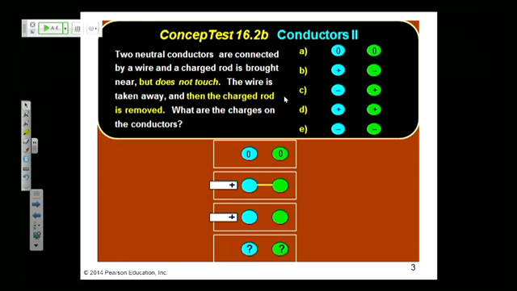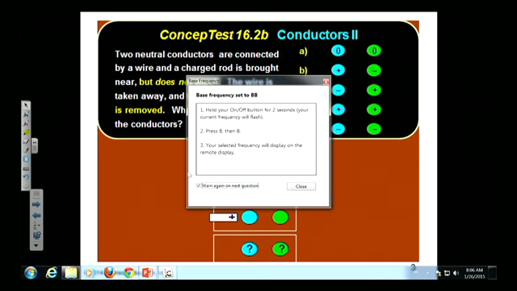Use your clicker, read this problem, and now we start. You have 1 minute to respond.